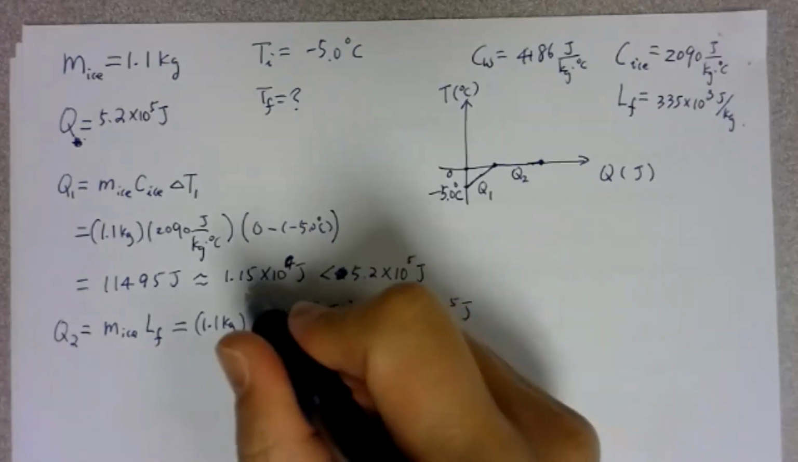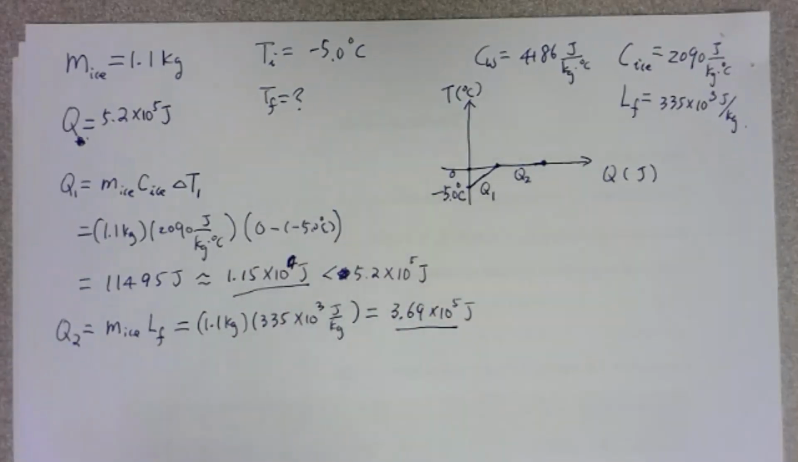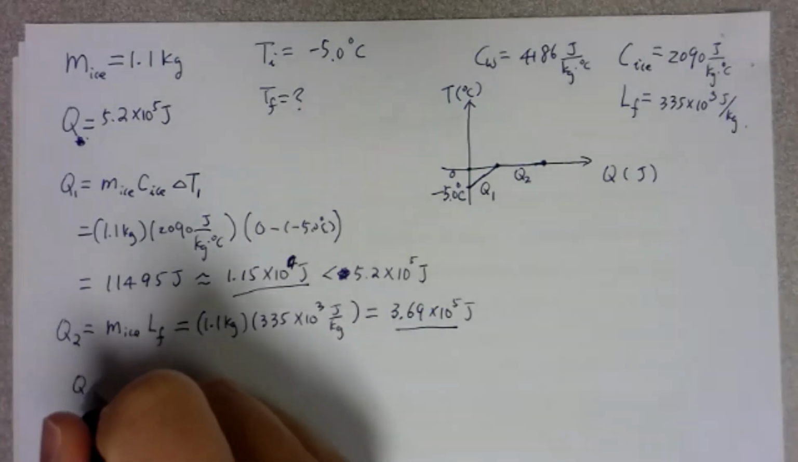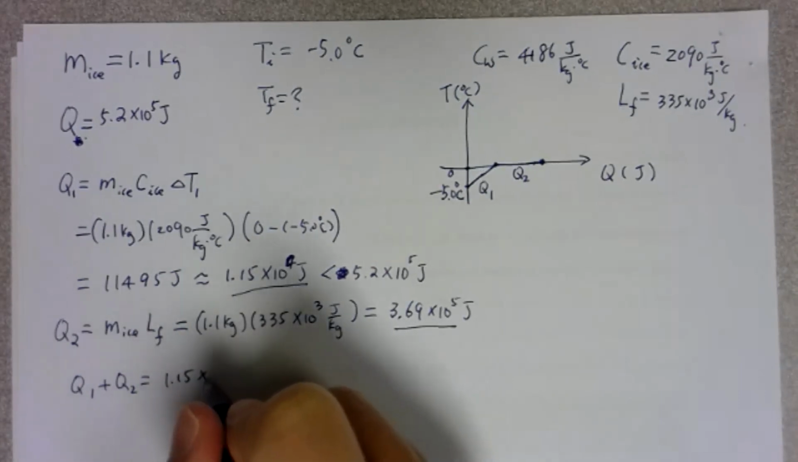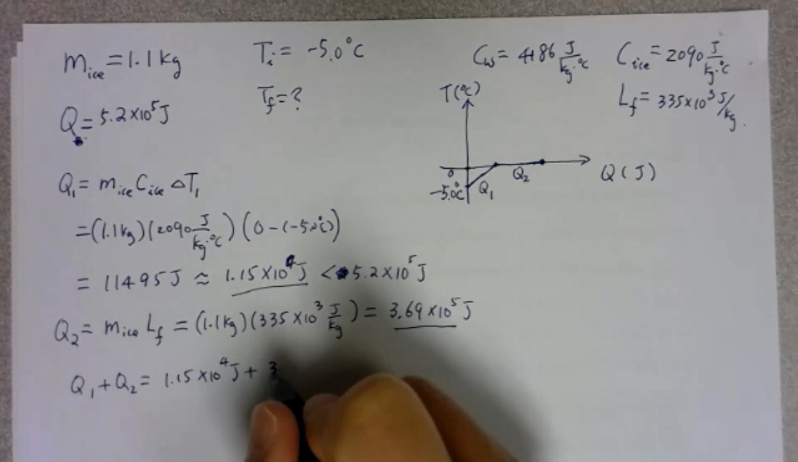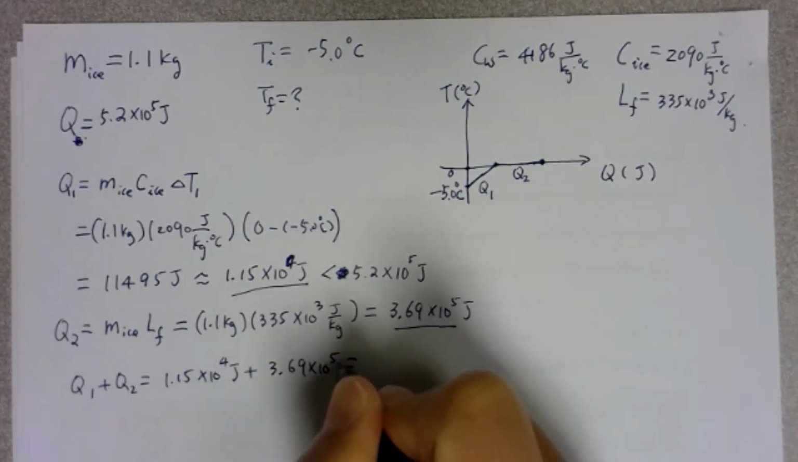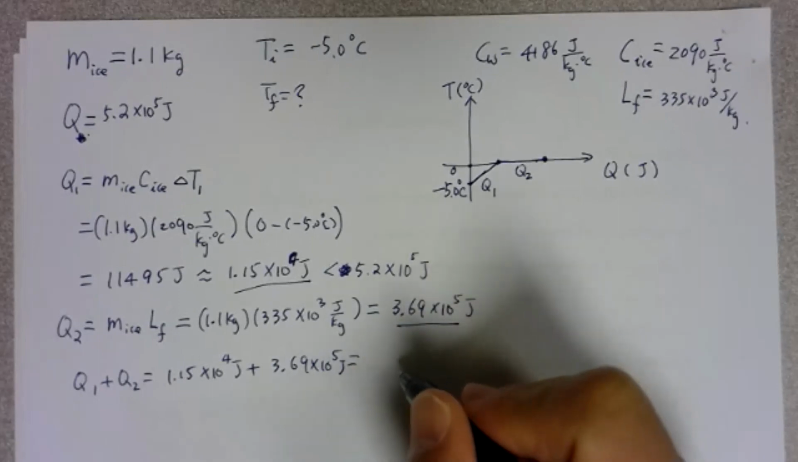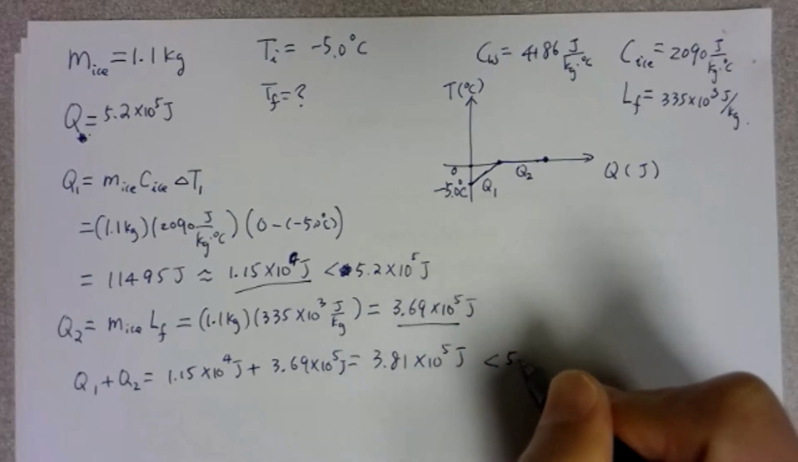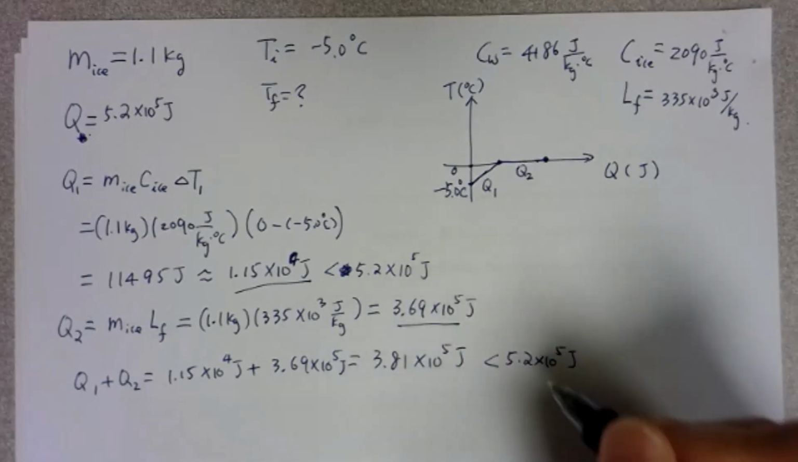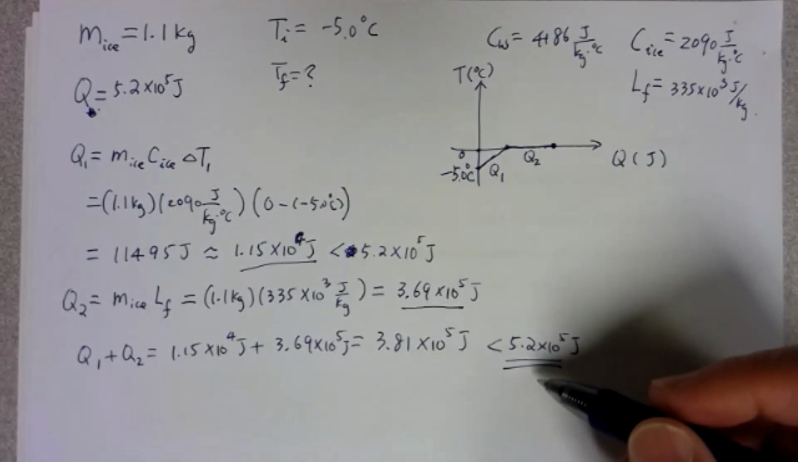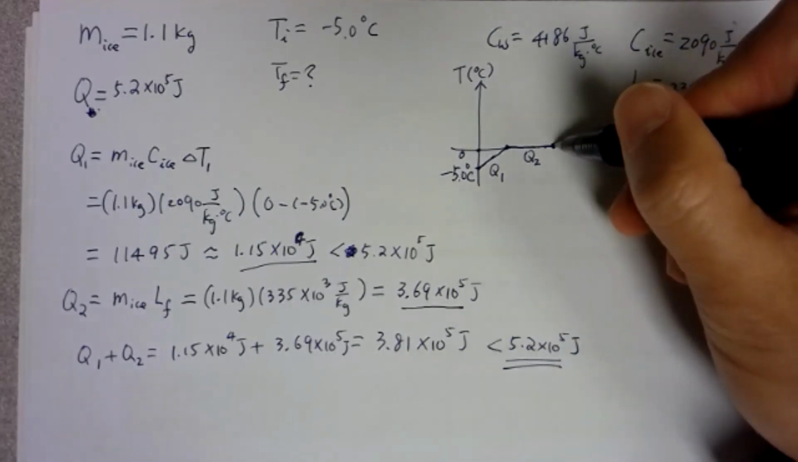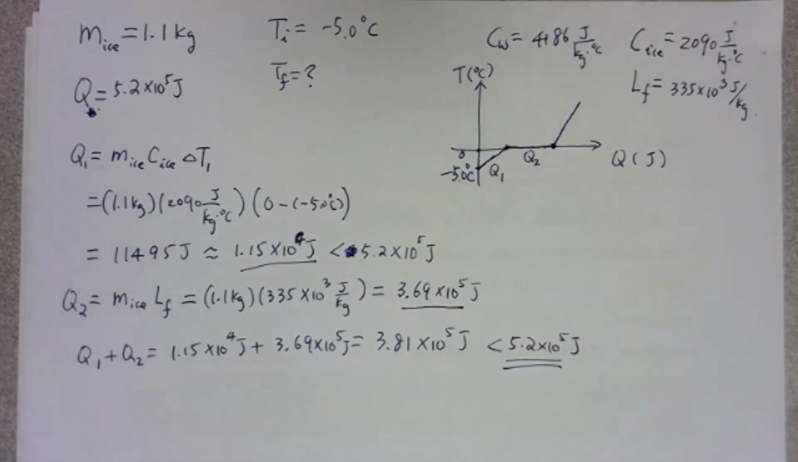So this is your Q1, this is your Q2. You can add these two up and see how much that is. Q1 plus Q2 will be 1.15 times 10 to the fourth plus 3.69 times 10 to the fifth joules. That will give you only 3.81 times 10 to the fifth joules. Still less than the 5.2 times 10 to the fifth total added. So that means now my ice fully melted. Now I only have liquid water, and the liquid water's temperature is going to be increasing.